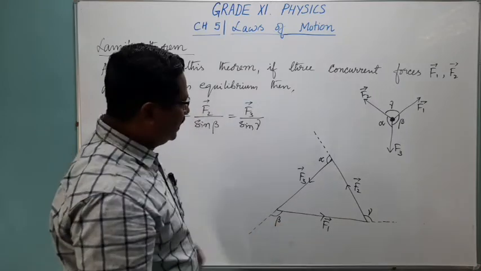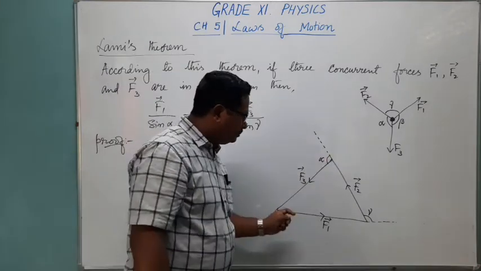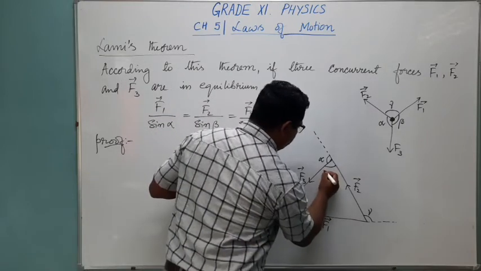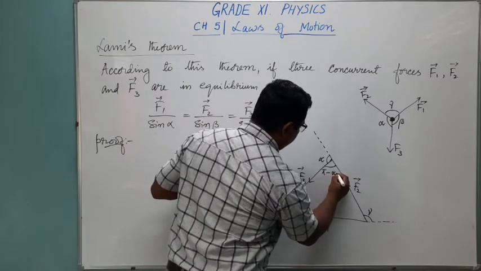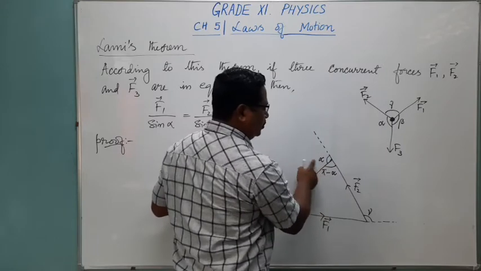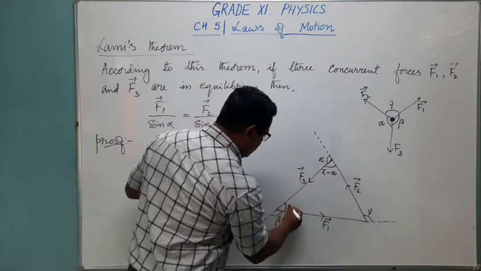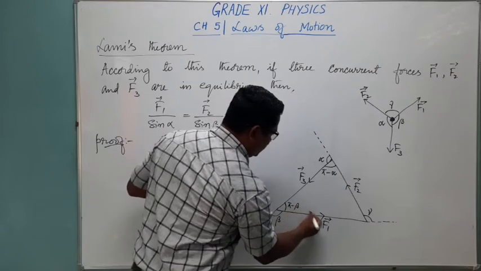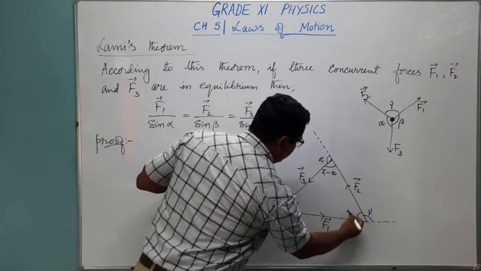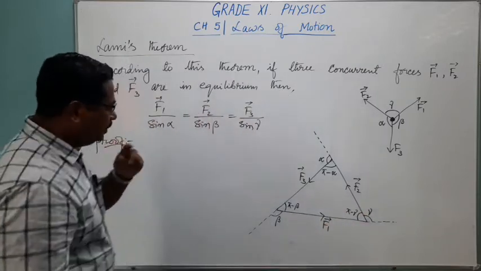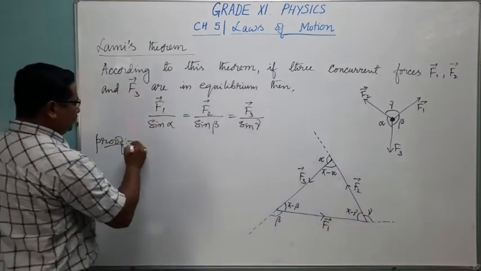Now after getting the angles from the diagram, you can get the inner angles. This angle will be pi, pi meaning 180, pi minus alpha. A linear pair should form; the total must be equal to 180. And this angle will be pi minus beta. And this angle will be pi minus gamma. Then we can prove it by using the law of sines.